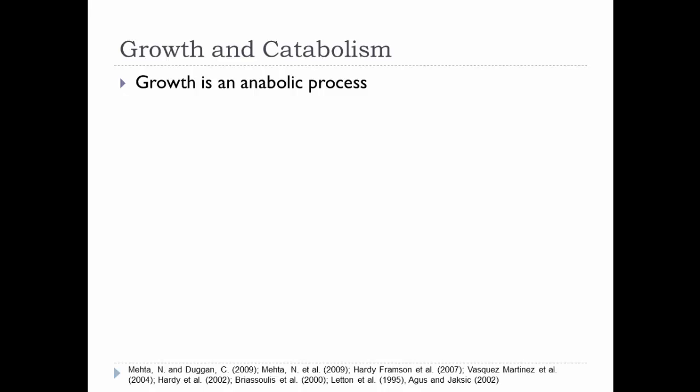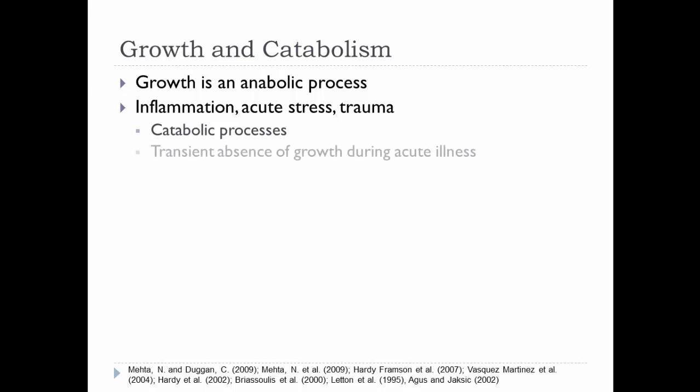So if we think about growth and the inflammatory process, we have to refer to growth as an anabolic process. The body utilizes calories to build tissues and grow. However, inflammation, acute stress, and trauma that a pediatric patient experiences in the critical care is a catabolic process. These two things cannot occur at the same time. So when a patient is in a state of catabolism, there's a transient absence of growth, and growth is halted during this time.